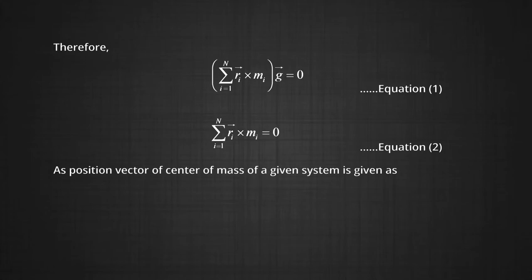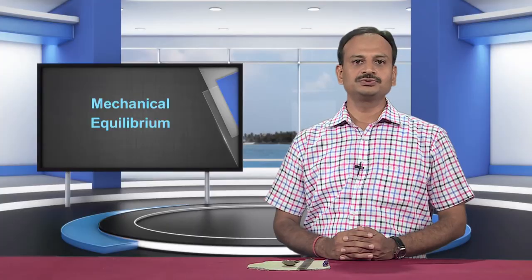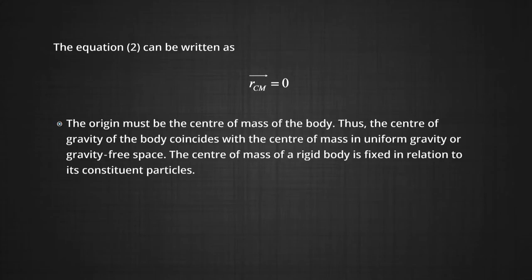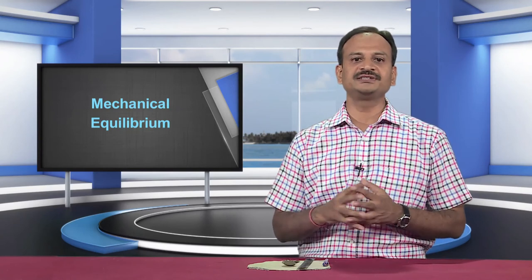The position vector of the center of mass of a given system is given as R vector for center of mass, which will be equal to summation i goes from 1 to n of m_i R_i vector divided by summation i goes from 1 to n of m_i. Equation 2 can be written as R_CM position vector equal to 0. This suggests that the origin must be the center of mass of the body. Thus, the center of gravity of the body coincides with the center of mass in uniform gravity or gravity-free space.